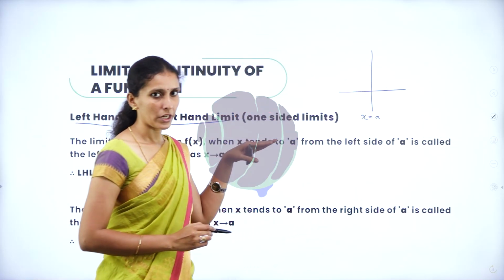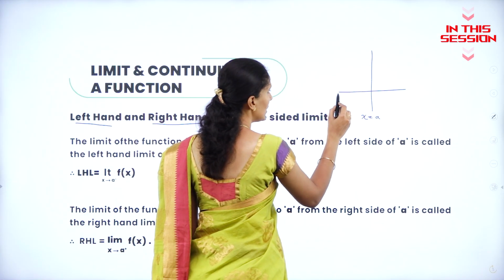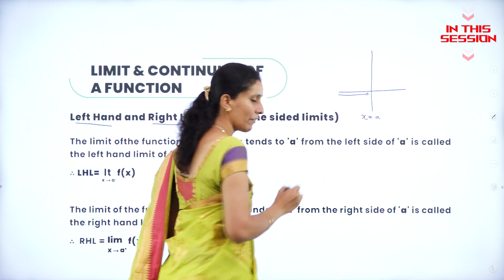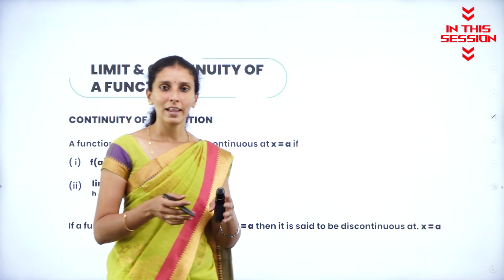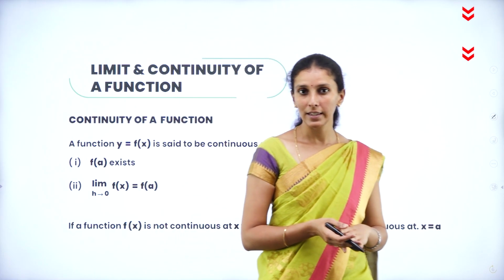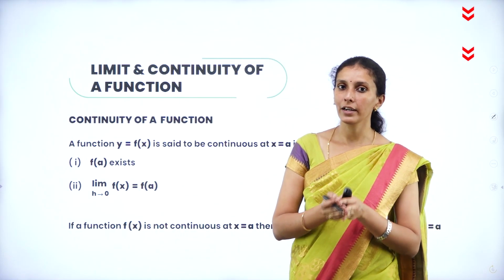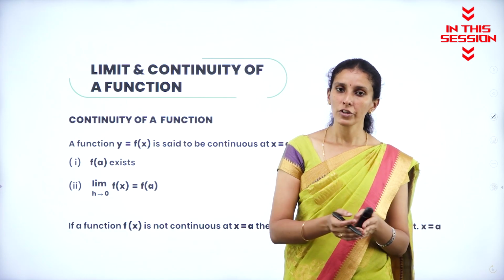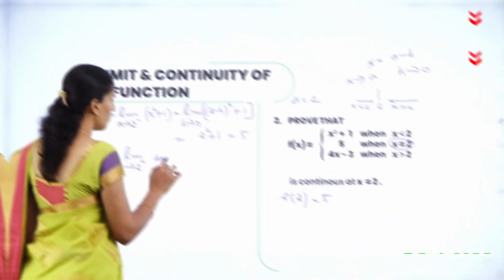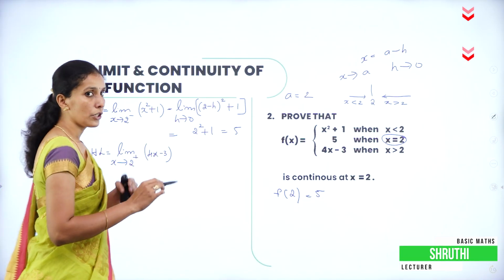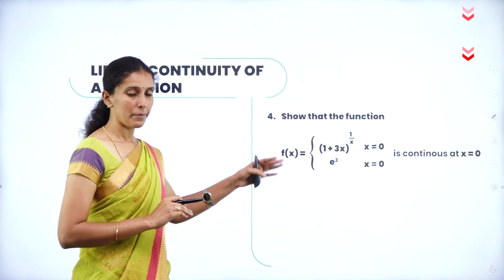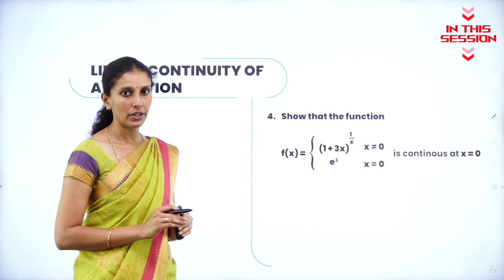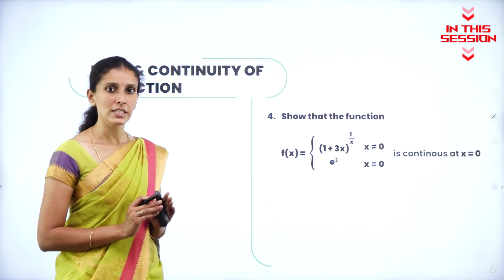When you are approaching the value of x nearer and nearer to a from the left side, we call it a left hand limit. Now why are the left hand limit and right hand limit necessary? Because it is necessary to say whether the function is continuous or not. If you want to find the right hand limit, you have to replace x by a plus h. If I show that the limit of the function is equal to f of 0, it is enough, the given function is continuous.